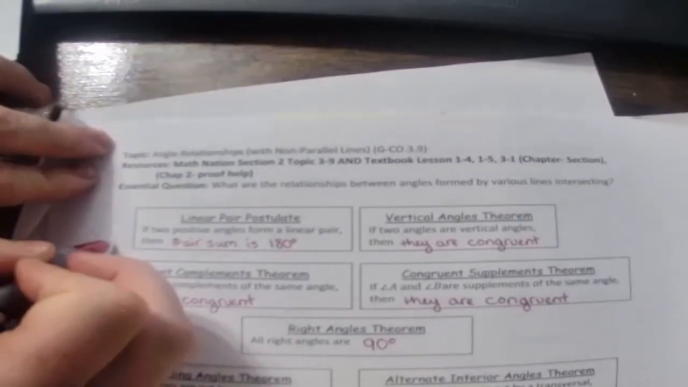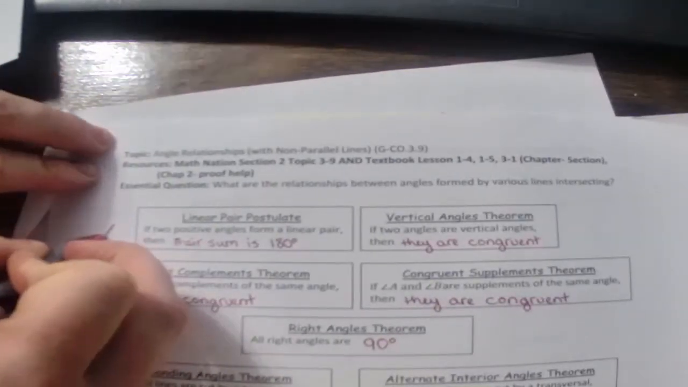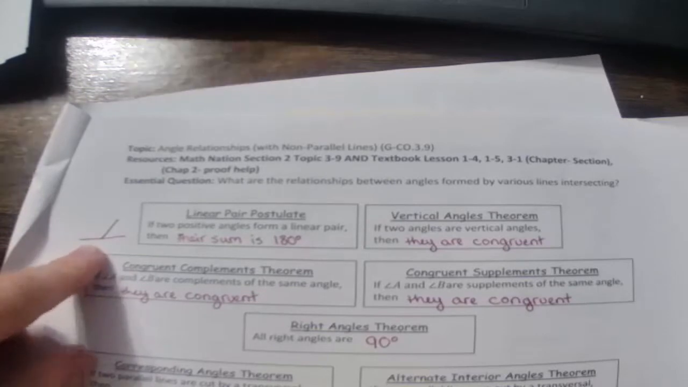So for the linear pair postulate, if two angles form a linear pair, their sum is 180. So if you don't remember what a linear pair looks like, it's going to basically form a line, and it's going to have a pair of angles. So hence linear pair. So over here, I drew a line and then made it so it has two angles. And if I added those angles together, it would equal 180 degrees.